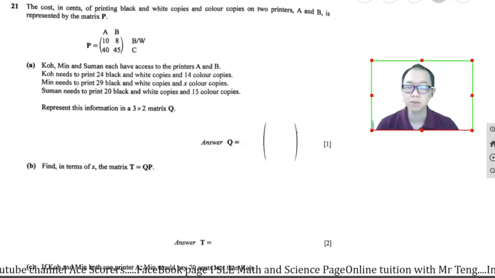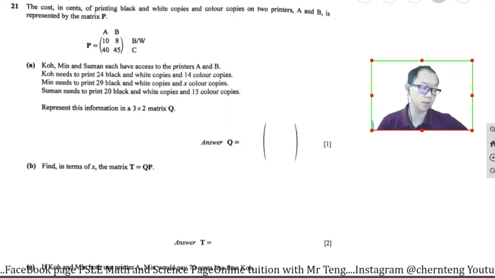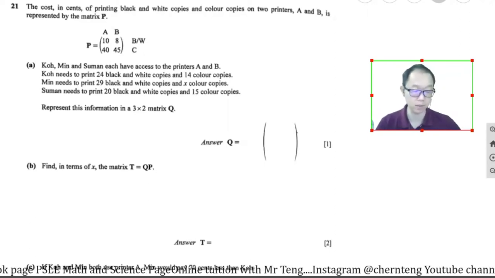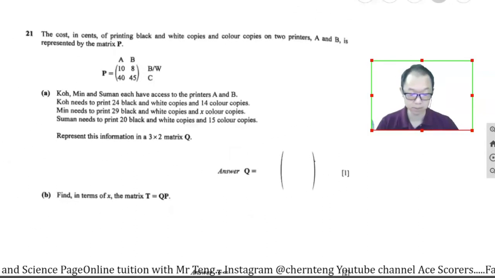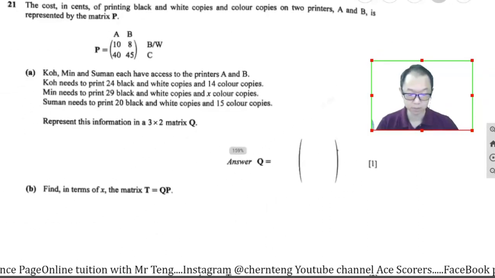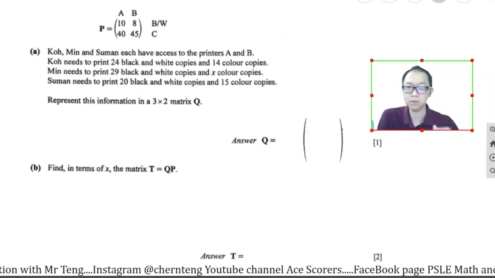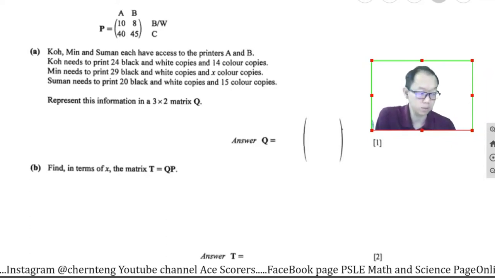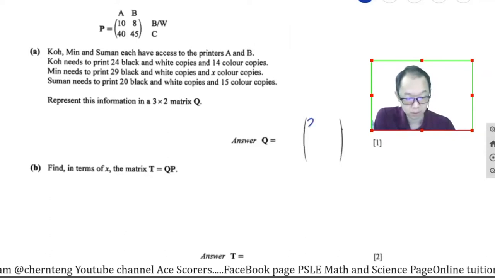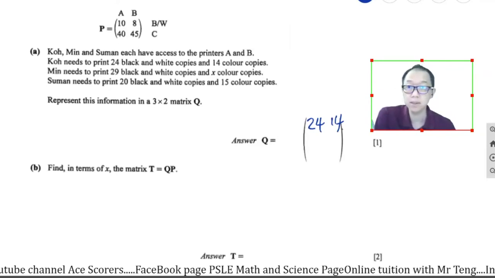Three times two means three rows, two columns. So three rows would mean the people, right? The three different persons, okay? So let me just write it out for you. So row by row, three rows. Now they have to print black and white. So the first one will be 24 and 14. Okay, so that would be color.